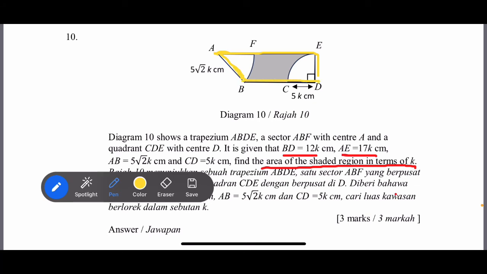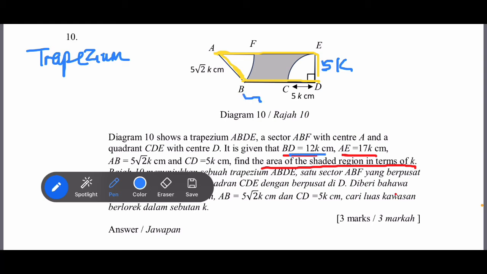Diagram 10 shows a trapezium, right? With a sector, all right? So with the two sectors, actually, one is a quadrant, right? So we have the trapezium. So we are going to focus on how to find the area of the trapezium, right? You have the height, which is 5k, and then I need to find the length for A. A is a shorter one, which is actually 12k. That means B to C is 7k, right?